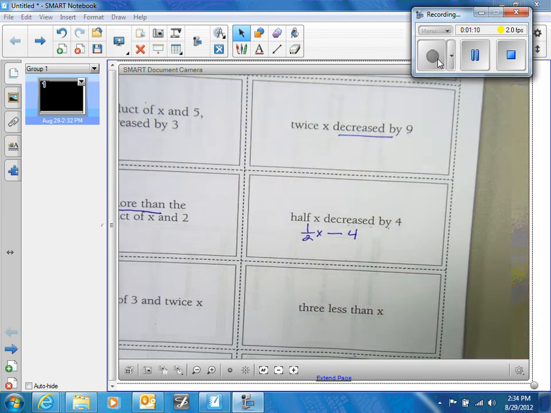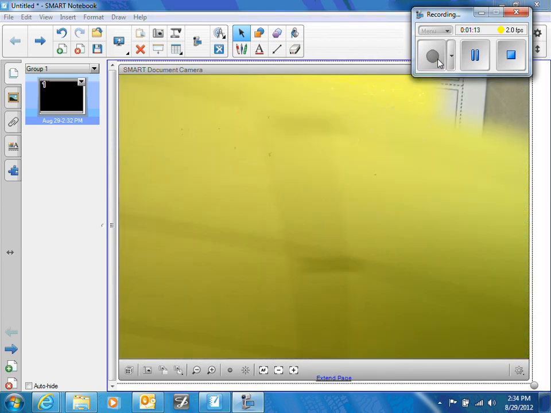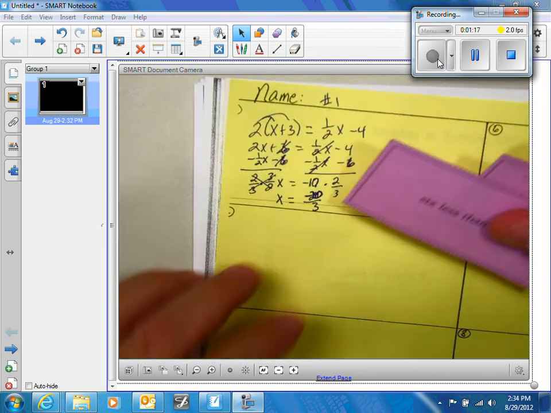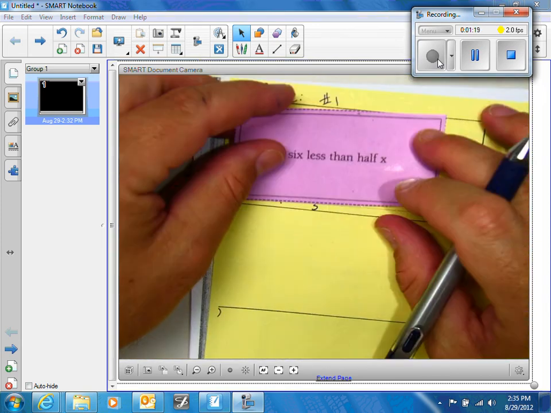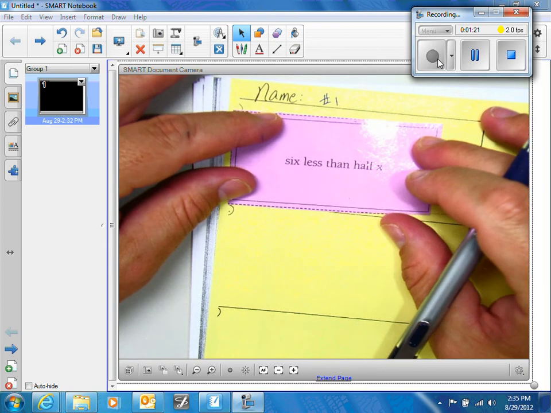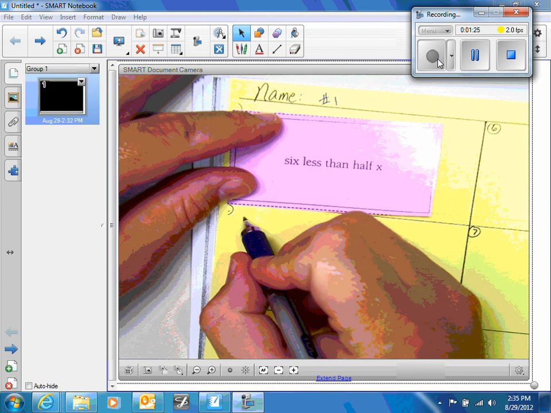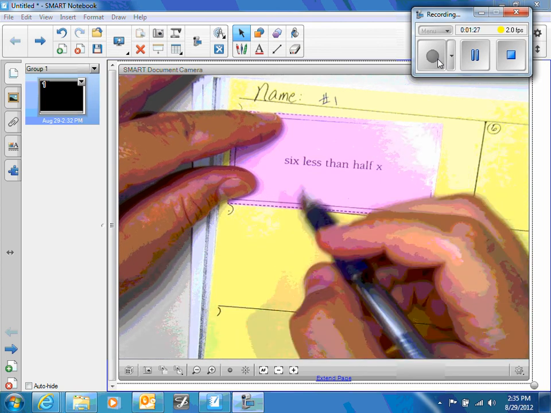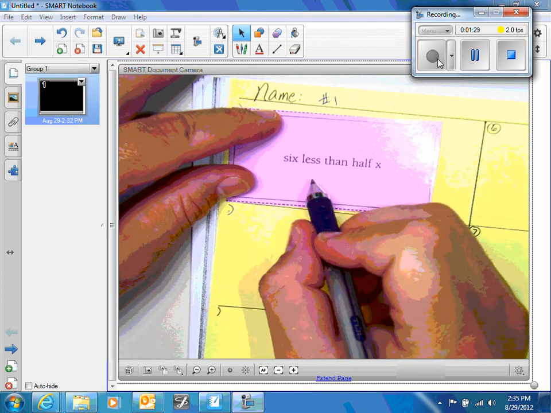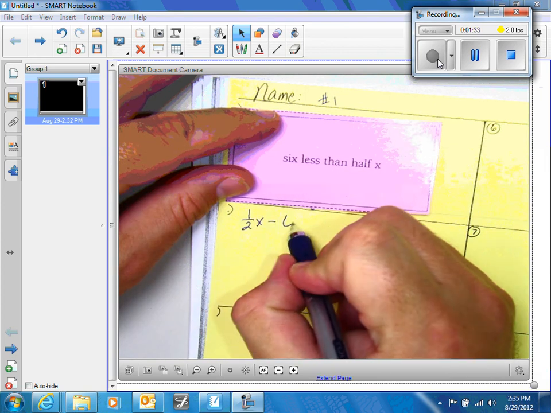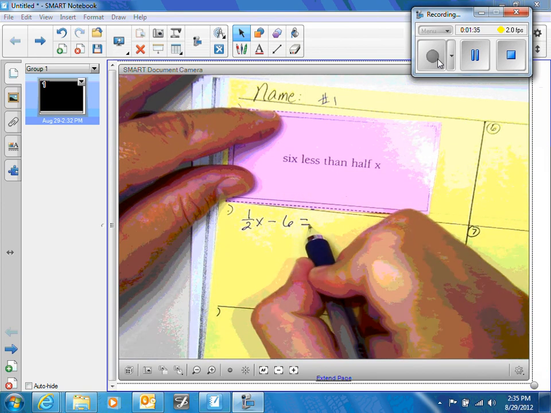The next thing you're going to do is take a yellow sheet of paper, and there are 6 purple cards on your desk. You're going to take one of those cards, such as this one, 6 less than half x, and you're going to write that in the top upper half or top corner of the first blank space. So 6 less than half x is half x less 6. And you're going to put an equal sign next to it.